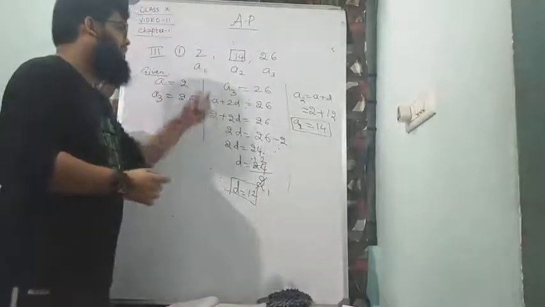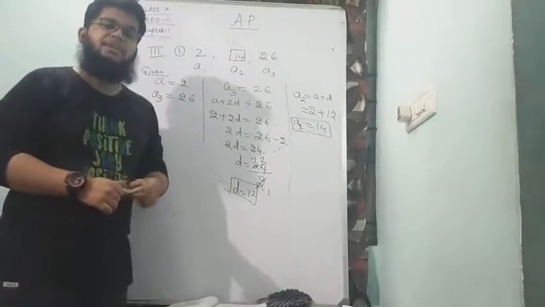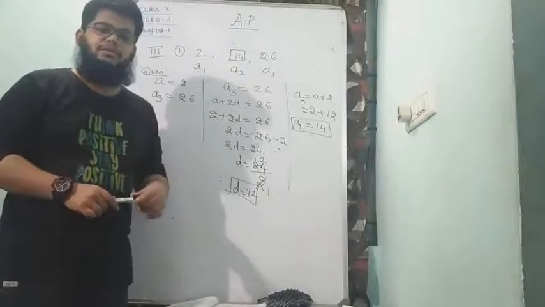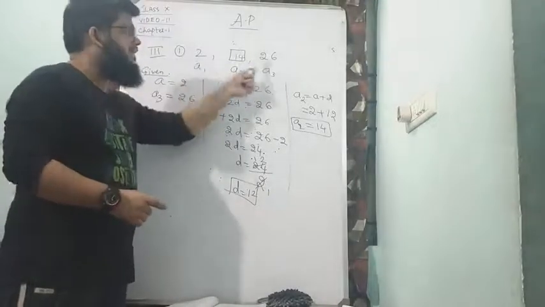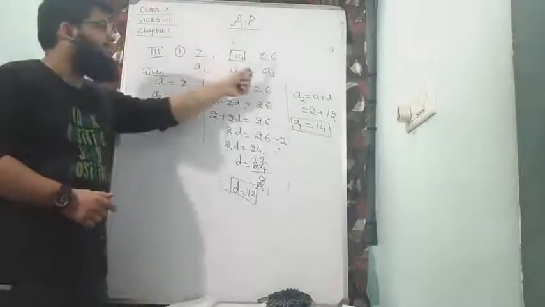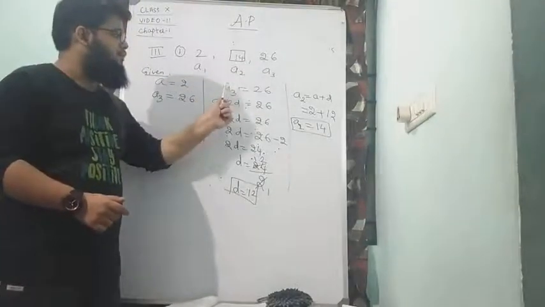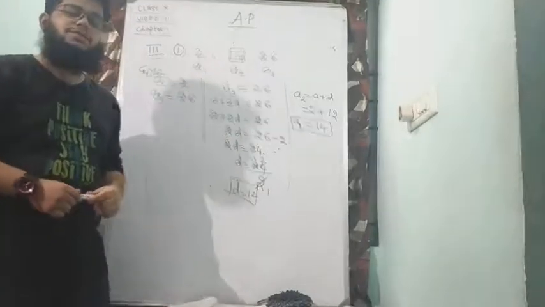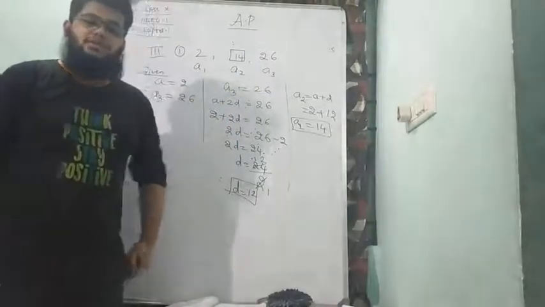So not only one empty box in between, even if they give A3, A4, A5, A6, any number of empty boxes in between, we can make use of the first value and the last value. First value will always be A. By using the last value, I can find out D, and after that I can find out what are the values that are supposed to come in the missing boxes.